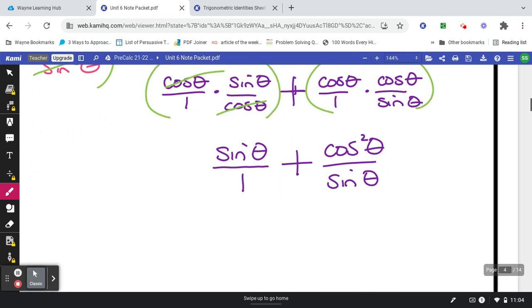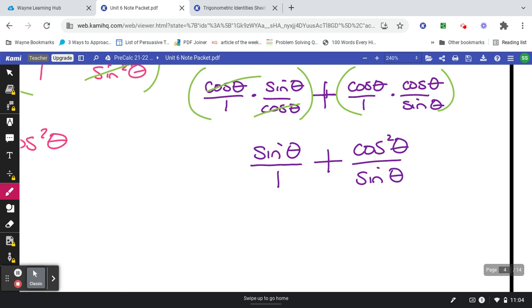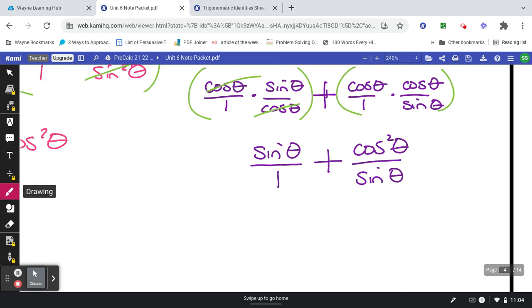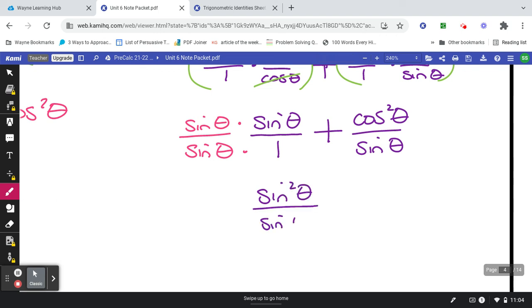All right, so if we can't cancel the sines, what can we do? We're actually going to need to add these as two fractions. In order to add fractions, we need common denominators. So our denominator is going to be sine, because this one's already a sine on the right. So I'm going to multiply this side by sine, and as long as I do it on the top and bottom, I'm good. So then we get sine times sine, sine squared. Sine times 1 is sine. Plus, I'm just going to copy this down on the right.